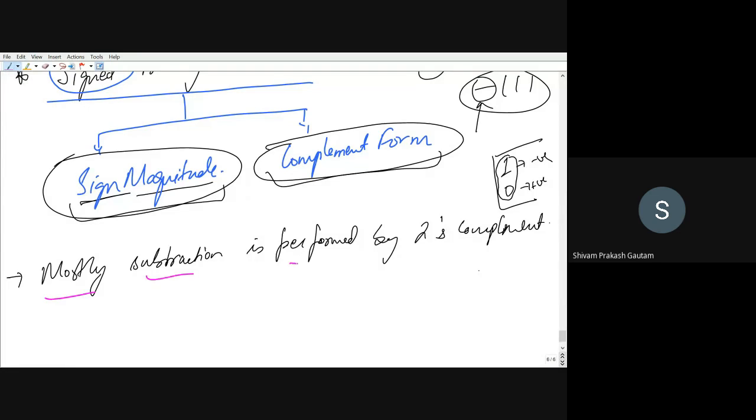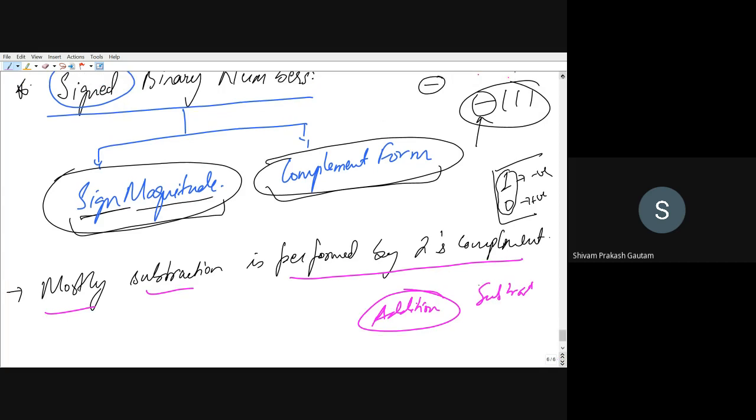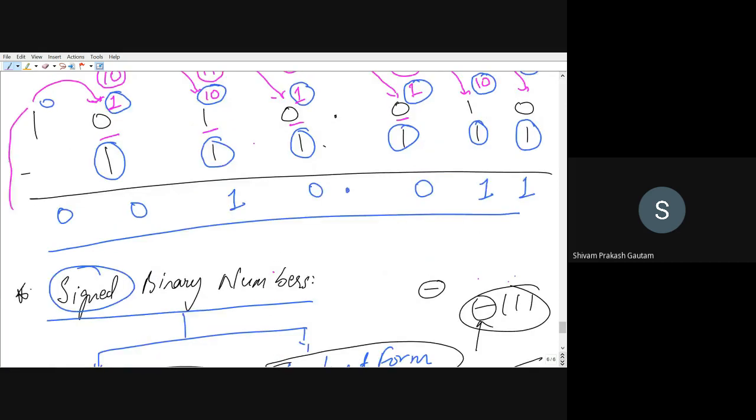Mostly subtraction is performed by 2's complement method. Now I will tell you one thing: as far as addition is concerned, there are no issues, right? In order to reduce the hardware in your system, computers never perform subtraction directly, like we have seen in this case. The computer does not directly perform the subtraction.